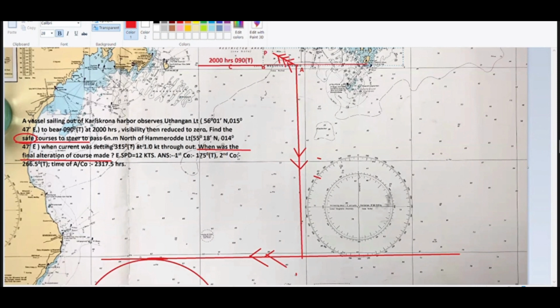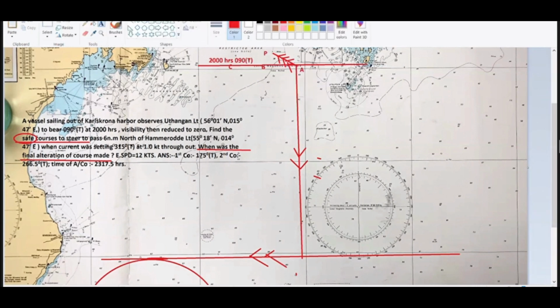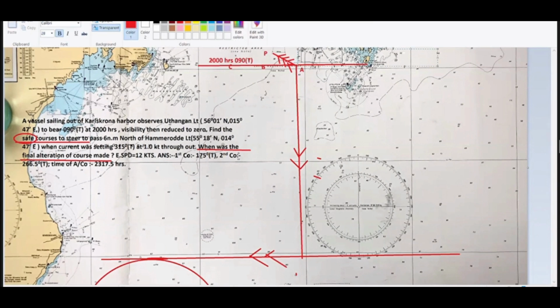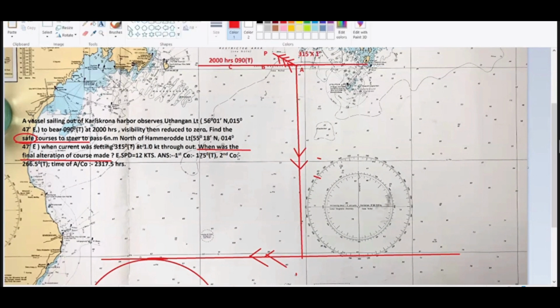So they are asking the courses to steer. Then we are saying that if you steer these two courses, even if you can't see anything, definitely you will be passing 6 miles north of your emerald light. That you will be able to maintain. So definitely will be passing the 6 miles.